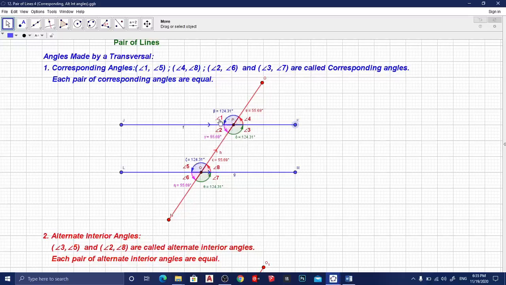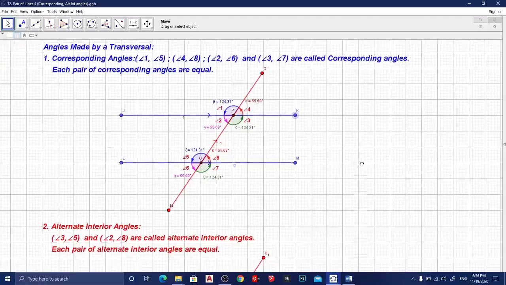The corresponding angle of angle 5 also has the same angle, which is 124.31 degrees. And if you take angle 2 and angle 6, they are corresponding angles, and they are also equal, 55.69. And angle 4 and angle 8 are also corresponding angles, and they are also equal. Angle 3 and angle 7 are also corresponding angles, and they are also equal to each other. That's the main property you have to remember here.